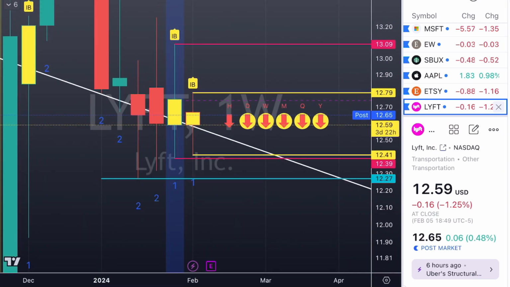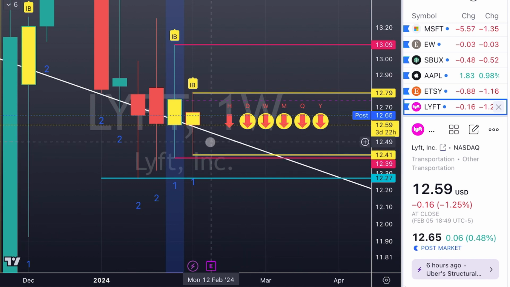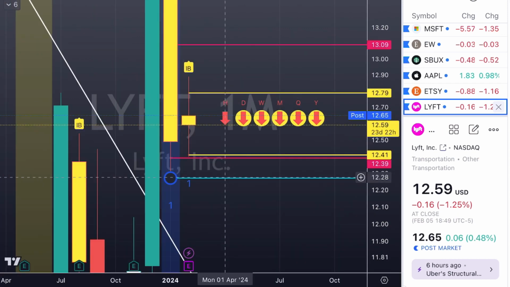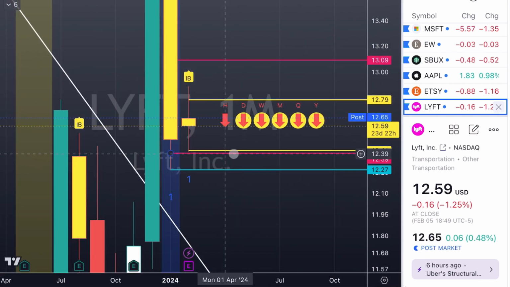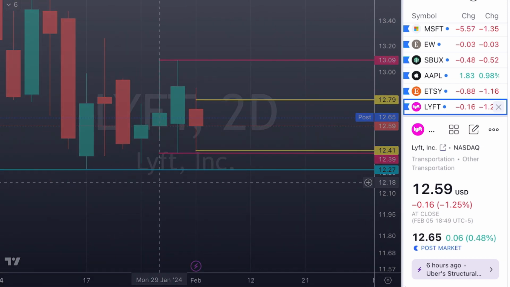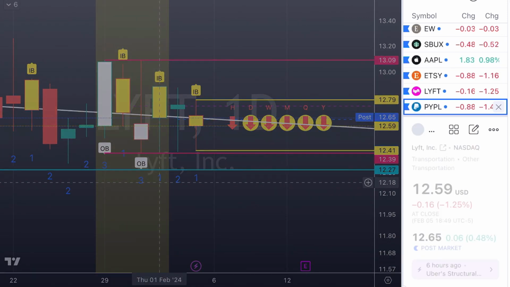Those are my weekly triggers. So we're looking to trigger on the weekly, potentially to the downside. We're looking to trigger that blue line on the monthly, potential downside move on Lyft. Pay attention to that. The day could trigger the week, could trigger the month. So pay attention. It's a domino effect. You're going to want to watch that.